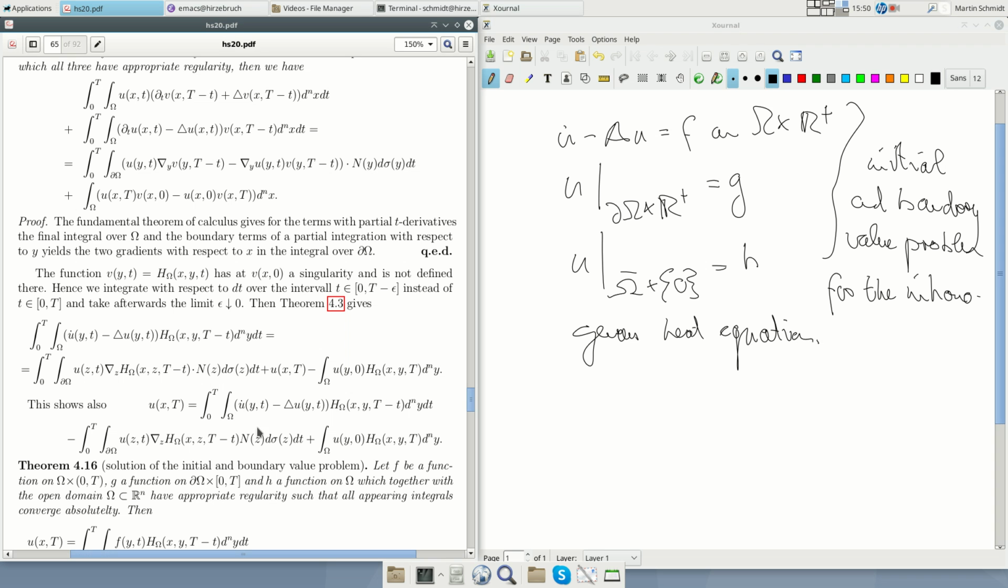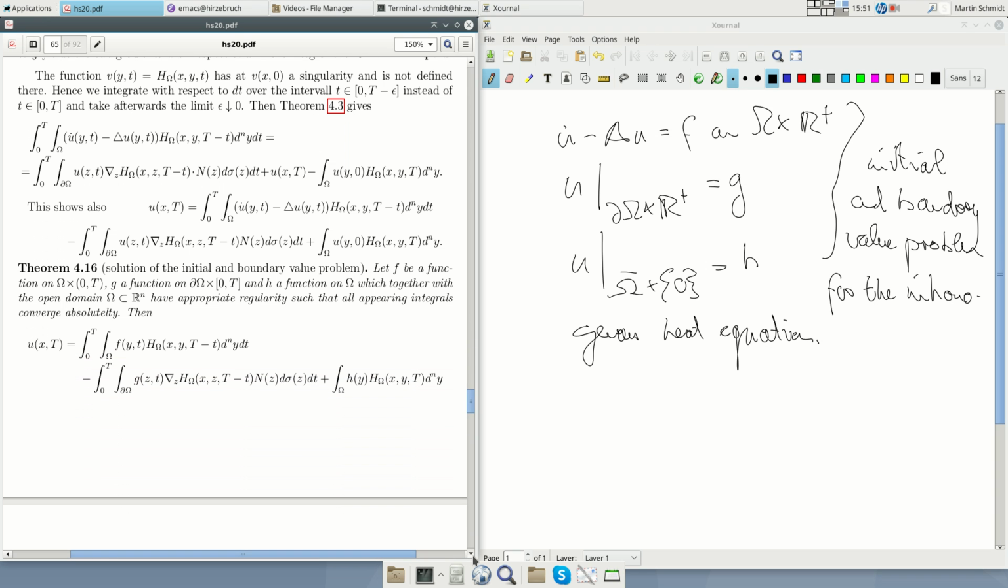Here we have this term, so we should replace this by f. Here we have at the boundary, so we should replace here u by g. And here we have the initial value, so we should replace here u by h. And so it's very natural to write here f, to write here g, and to write here h, and then hope that this gives the solution. So this is the content of the theory.